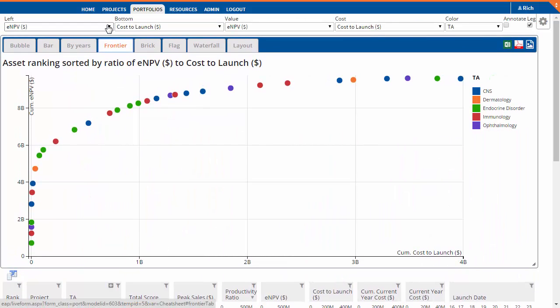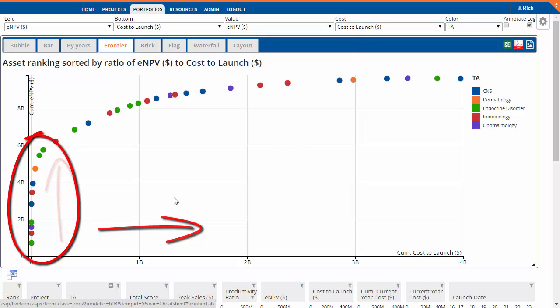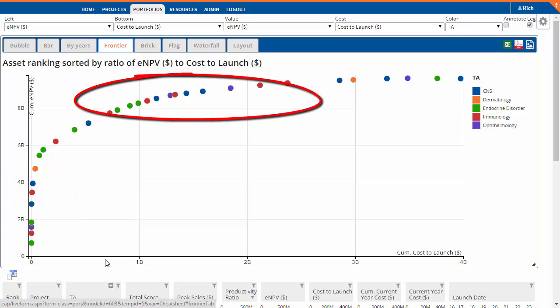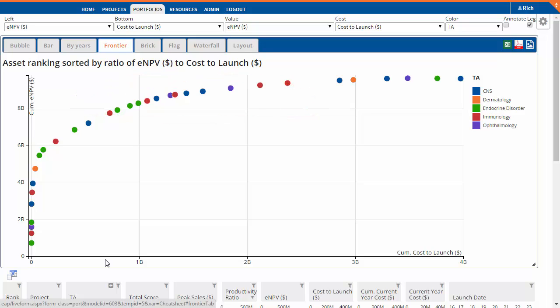The frontier chart provides another view of bang for the buck, sorting projects in descending order using this metric, ENPV over cost to launch, and then plotting these projects cumulatively, with each project adding its incremental benefit to the y-axis and incremental cost to the x-axis. Notice how the projects that are plotted first, on the left, add more value and less cost, resulting in a steeper curve, and successive projects progressively add less value and more cost, so that the curve levels off.